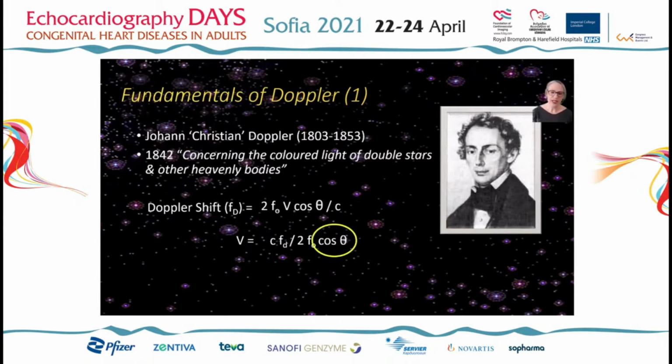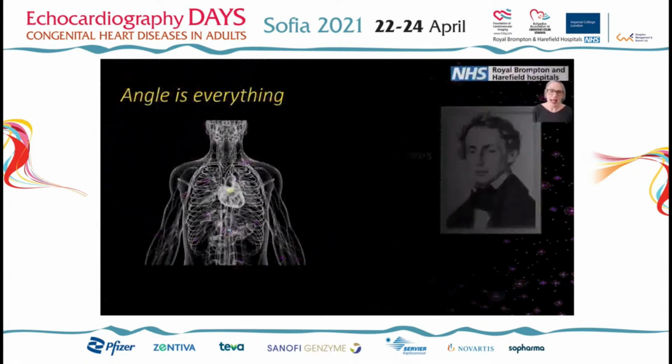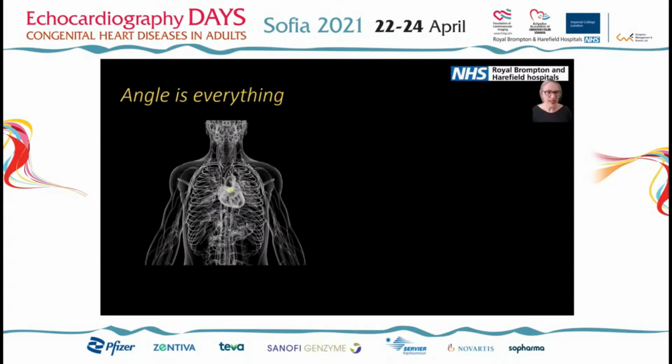And the key part of the equation here is cos theta. So cos theta needs to be as close to 0 as we can make it. Our clinical application of this is that the angle of incidence is everything in echo. When we are assessing the aortic valve, which is highlighted in yellow in this image, we need to use multiple imaging windows around the chest to make sure we can get that angle of alignment between the ultrasound beam and the actual flow, which we can't see, as close to 0 as possible.